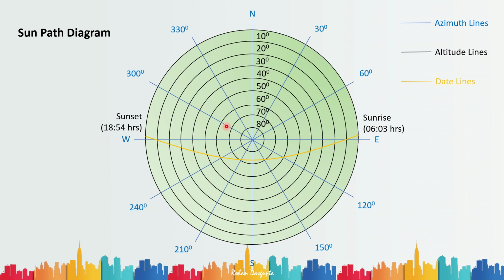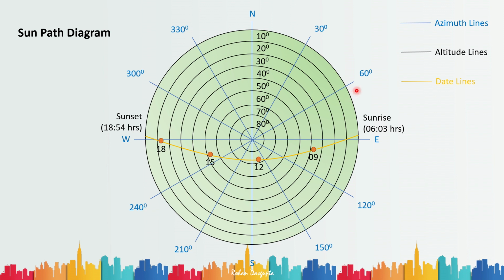Of course it can be here also, it can be below also. I'm just showing you as an example that this may be one of the date lines. All right, and in the date lines, apart from the sunrise and sunset, we show some of the key times, that is 9 a.m., 12 noon, then 3 p.m. and 6 p.m.